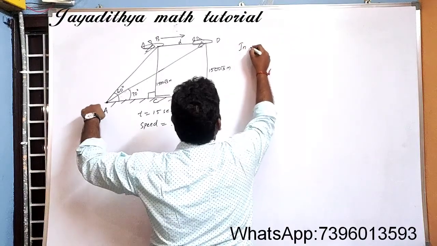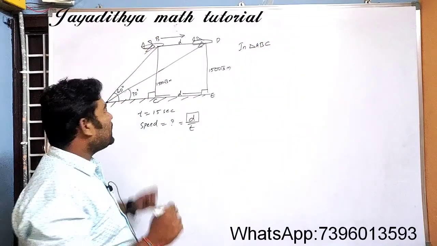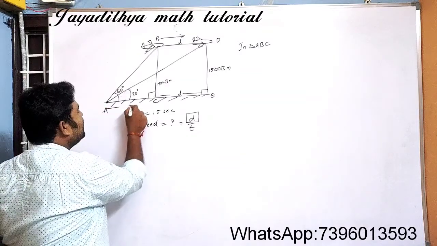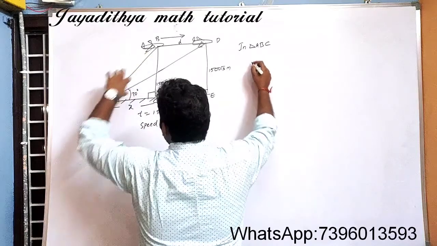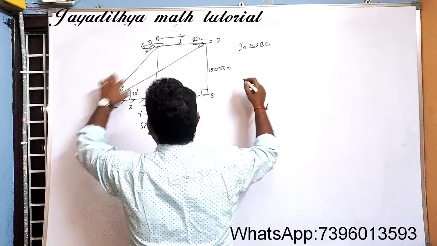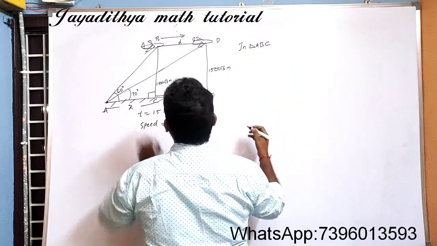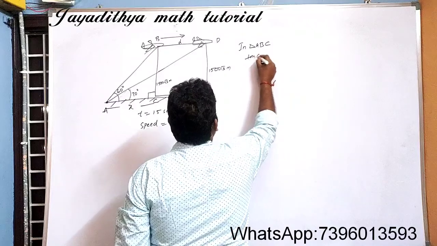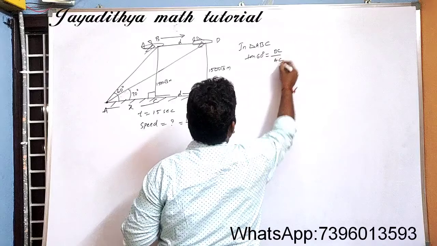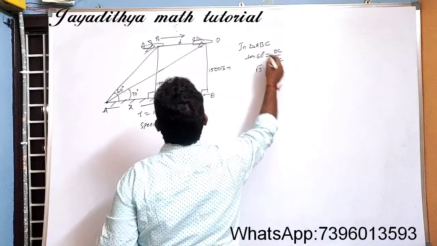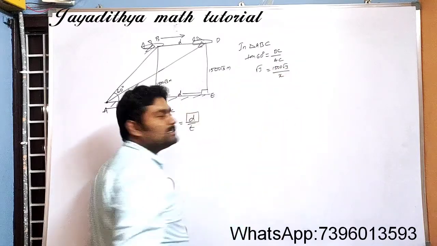So the first triangle I am taking is triangle ABC. In triangle ABC, what happens? Let us take AC distance as x now. So in triangle ABC, the angle is 60 degrees and the opposite side is given, that is 1500 root 3, and we want the adjacent side here, that is AC. So I'll take the tan ratio here. Tan 60 is equal to the opposite side, that is BC by AC. Tan 60 is root 3 and BC is 1500 root 3 by AC, which I am taking as x.